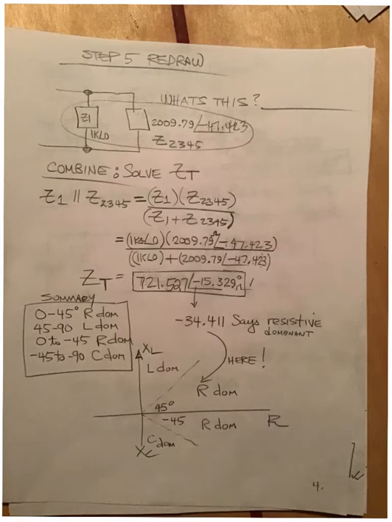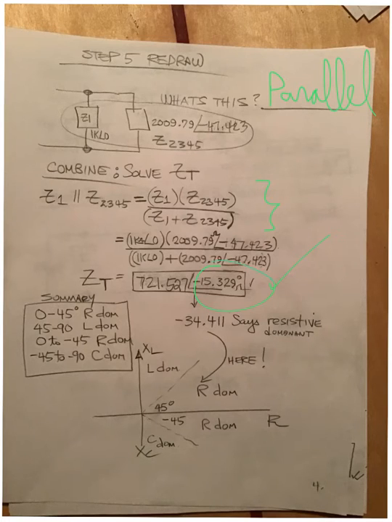Look at that. What kind of circuit is that? If you said parallel, you were correct. And we've been using product over sum to compute these things. And why would it be any difference here? Z1 and Z2345 are computed to be 721.527 at an angle of negative 15.329.